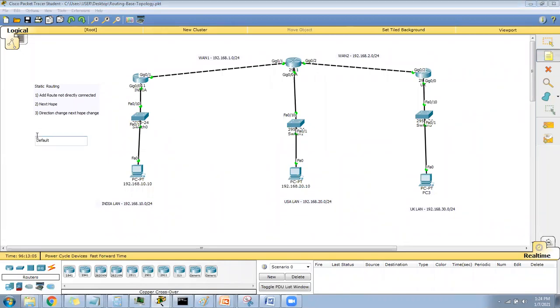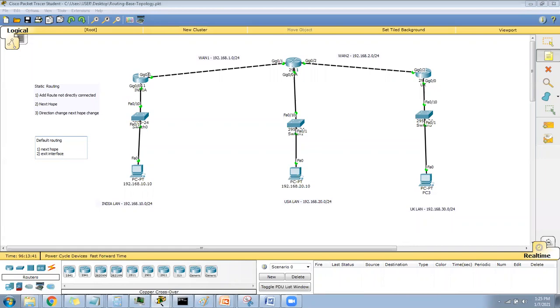Default routing. Okay, let's do one thing. In default routing, it's very simple. You need not do anything. If you know the destination, what you need in default routing is only the next hop, because the ISP will give that next hop. If you don't know that, at least the exit interface of your router.